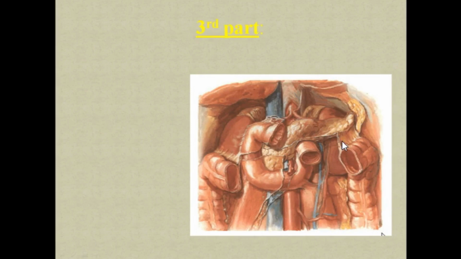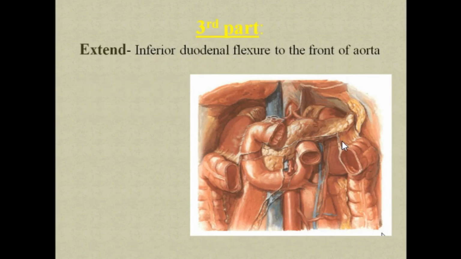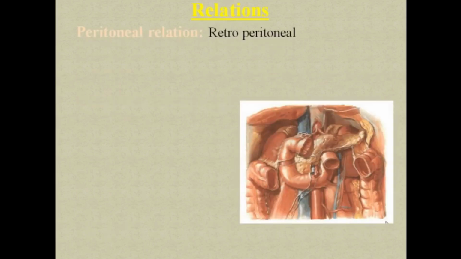So talking about third part, it is the largest part or lengthiest part of the duodenum, which is going to extend from inferior duodenal flexure to the front of aorta. Here you can make out aorta. Till the front of aorta, we have got a horizontal part of duodenum, that is third part of duodenum. Length is about 10 cm and its course is horizontally passing and going towards the left side. Talking about relation, we have got peritoneal relation. It is also a retroperitoneal part.